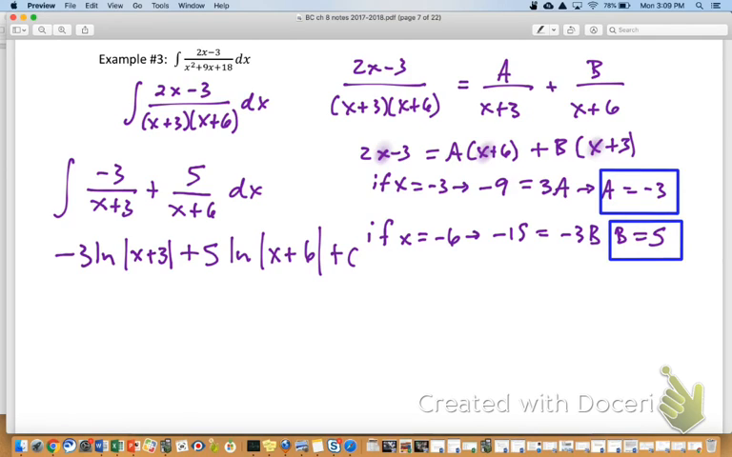This could get so nasty with non-factorable quadratics. Totally. Squared bases, like x squared plus 6. All these things are doable, and you end up with some non-ln's, like arctangents. Totally right. But because we have the non-repeated linear, we're not going there. That's okay.